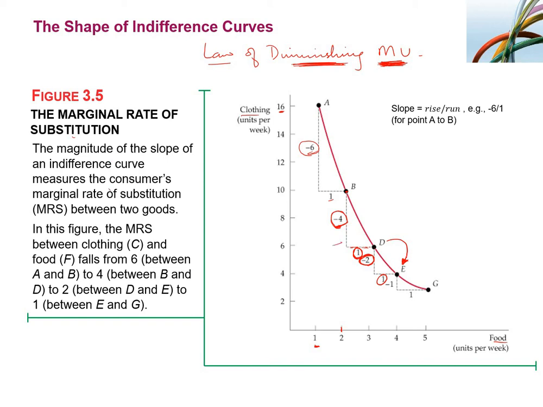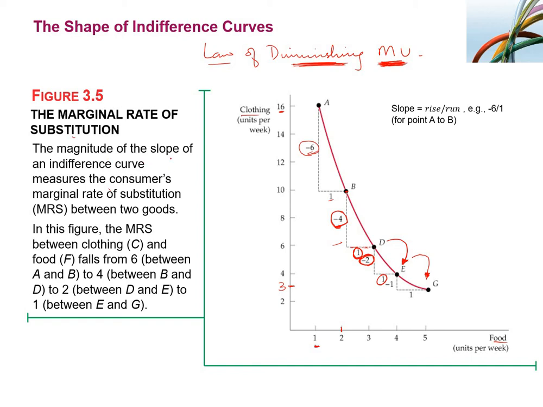So if you want to move from point E to point G, you are looking that again, to increase one more unit of food, you are only sacrificing one unit of clothing. For you, the worth of food is decreasing, so that you are sacrificing a lesser amount of clothing. And this is the same description which we have written here.